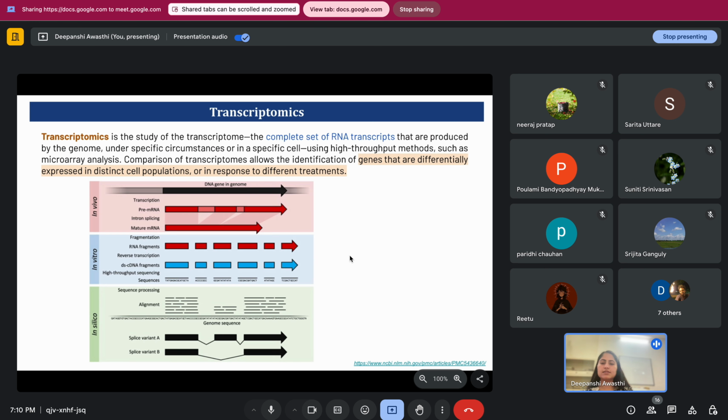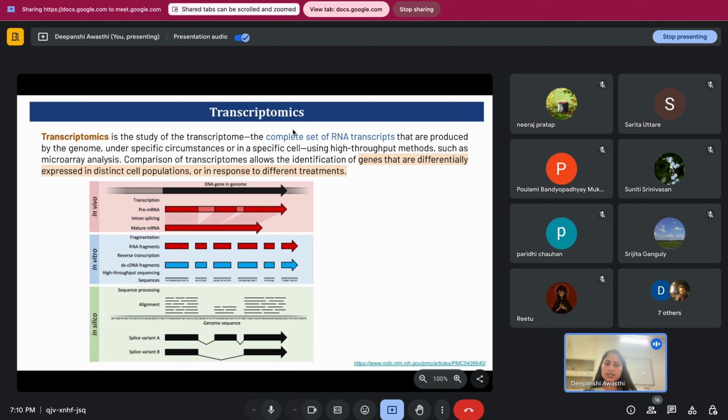Now the last, not last but the second last topic of week 1 was transcriptomics. When we say transcriptomics, it means the entire RNA information which is present in your cell at a particular point of time, that is transcriptomics. And why do we need to study transcriptomics?